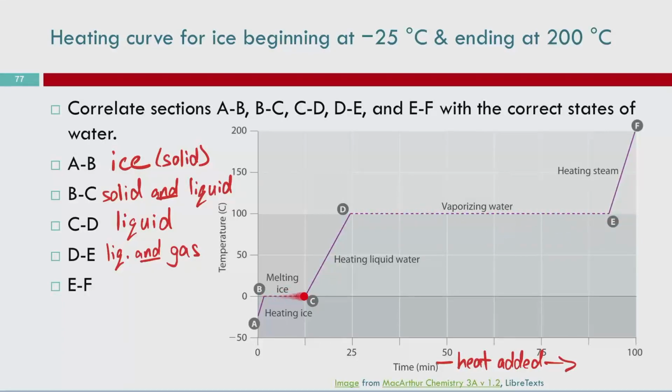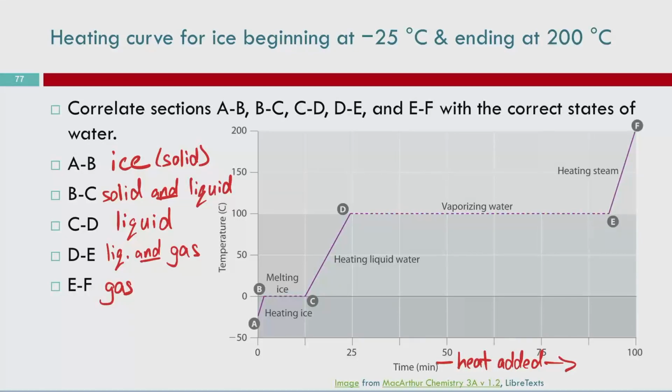So this very long section, it's much longer than the melting ice section because the delta H vap is much higher than the delta H fus. So there's a lot more energy required to get the water to boil. We're locked in because we've got liquid and gas. We've got two states at the same time. And then here from E to F, we're above 100 degrees Celsius. We are just gas or water vapor at this point.